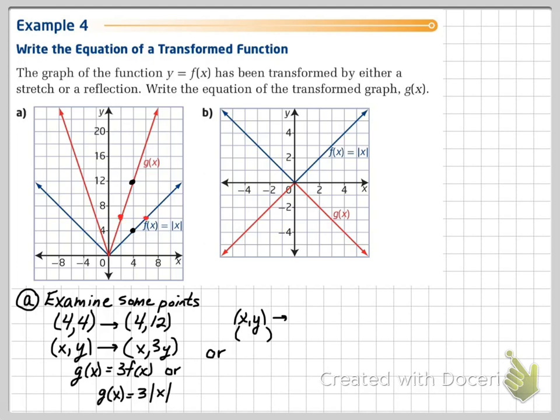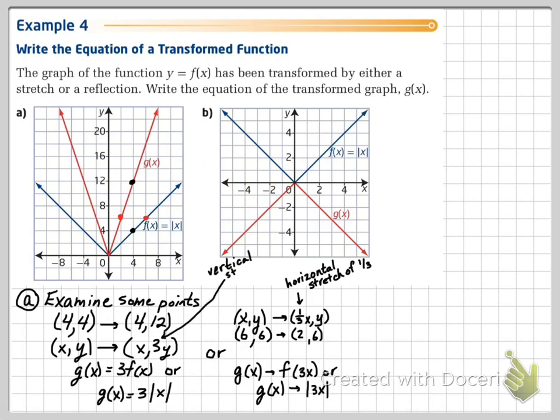We could say x, y in the red is going to go from when x is 6 and y is 6 to x is 2, y is 6. So it's going to stretch a third as much. So we would say that every point x, y would map onto 1/3 x and y. That is going to be a horizontal stretch of 1/3, whereas in the last one, where it went to x, 3y, that was a vertical stretch of 3. So both ways describe the same thing.